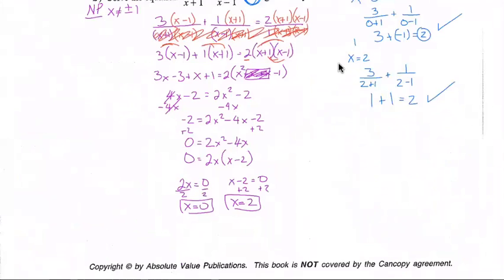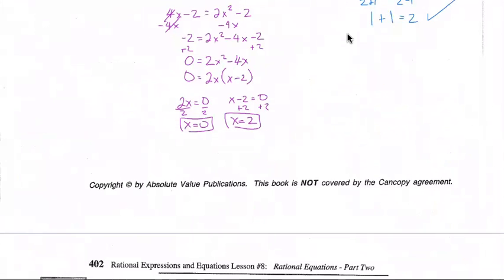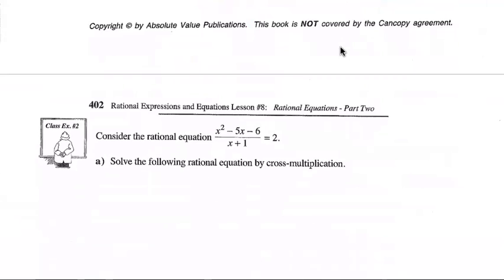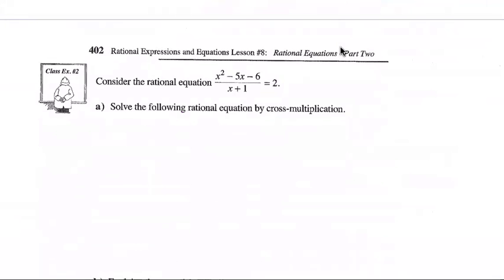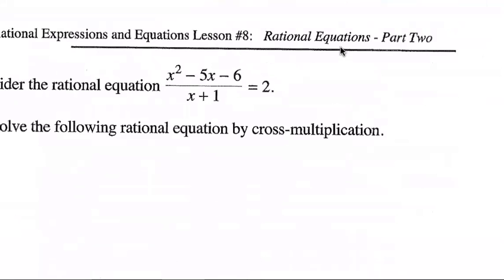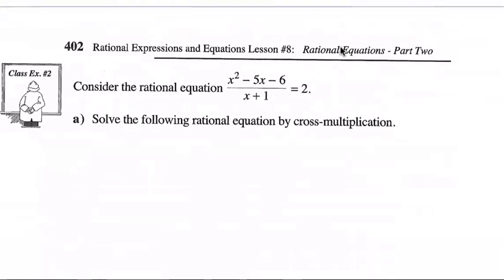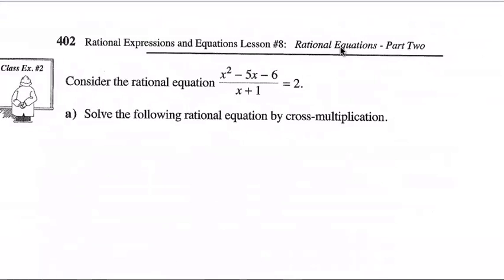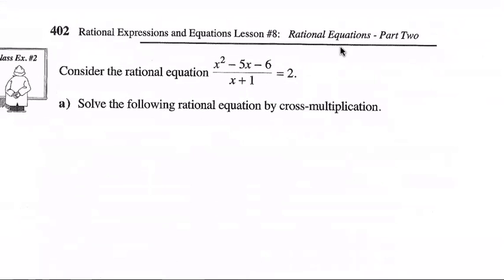Now, flip the page. Page 402. Consider the rational expression x squared minus 5x minus 6 over x plus 1 is equal to 2. Solve the rational expression by cross multiplying. You don't have to solve by cross multiplying if you don't wish to. If you're already in the habit of solving by making a common denominator, please continue to do so. It makes no difference to me.